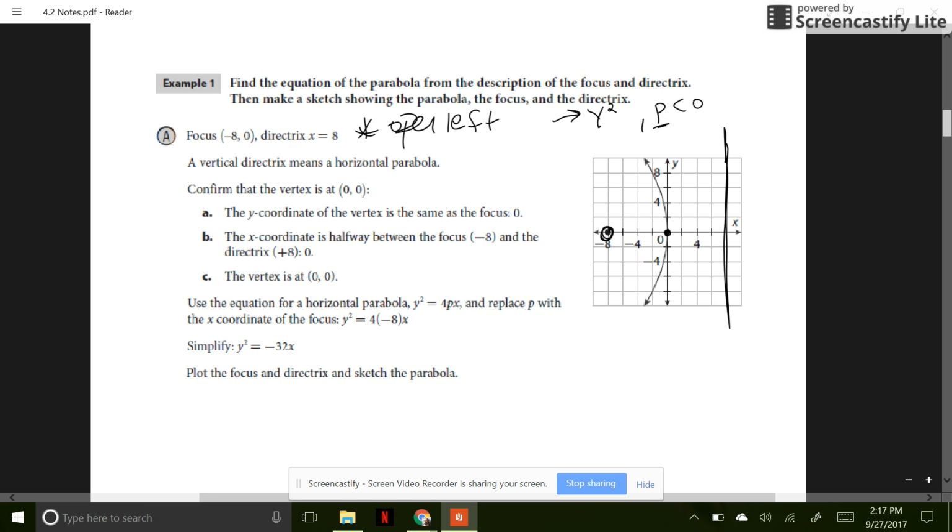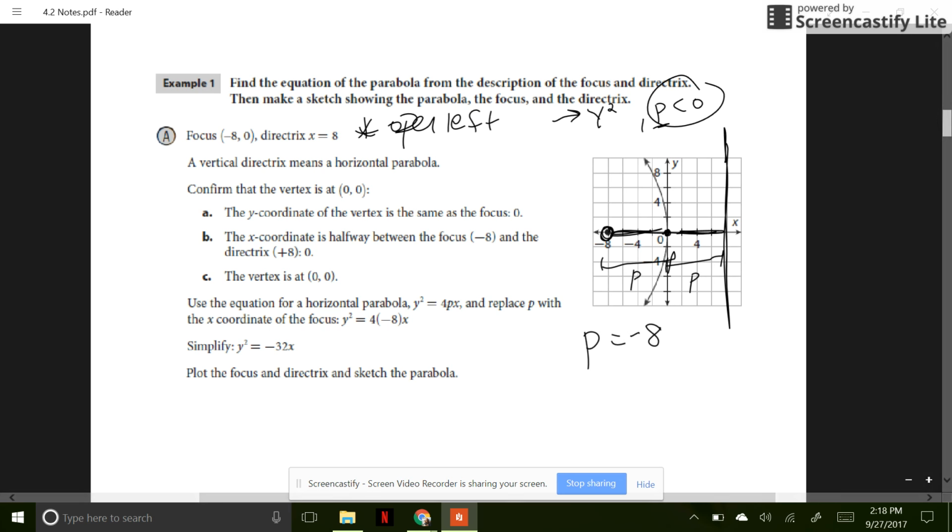Well, the p is the distance from your vertex to your focus, and it's the same distance to your directrix. So here is P, this here is P. Since we know our vertex is at 0, 0, we know that our P value should be 8 because it's got a length of 8 to get to our focus, a length of 8 to get to our directrix. And again, because it's opening left, that means that our P should be negative.